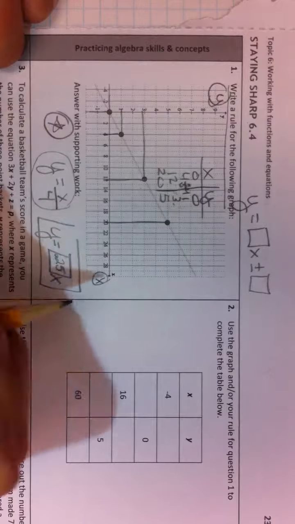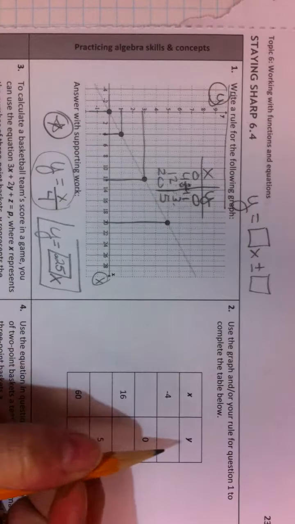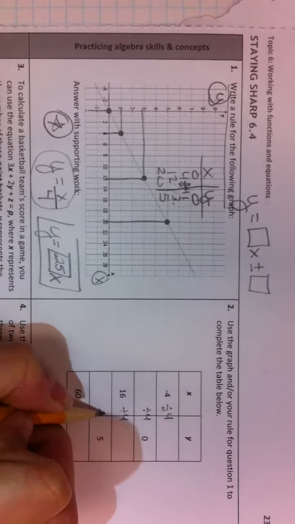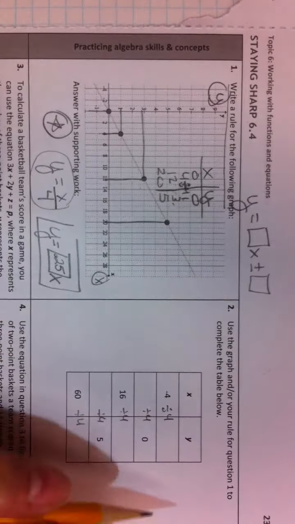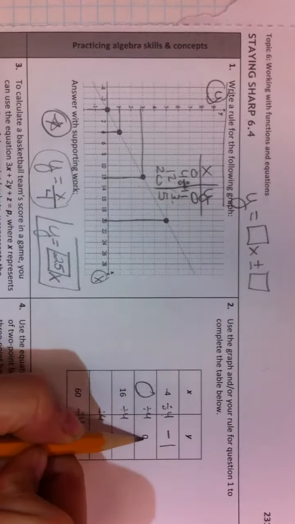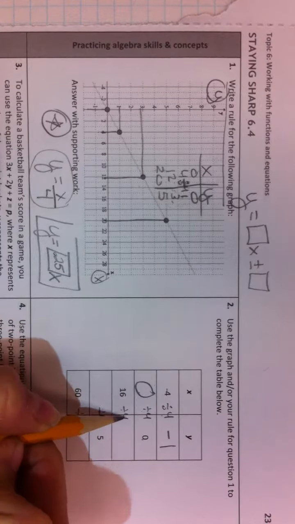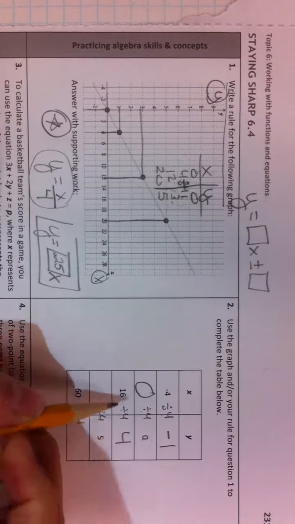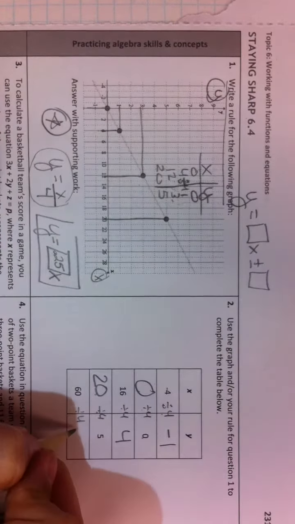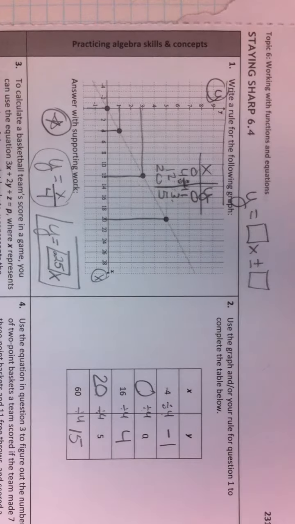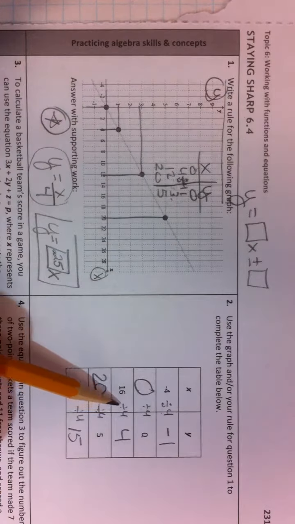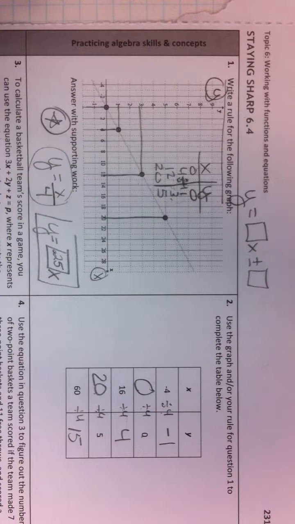Now, number 2 says use this to help us with this. Well, all I have to do to get to y is divide by 4 each time. So negative 4 divided by 4 is negative 1. 0 divided by 4 is 0. 16 divided by 4 is 4. 20 divided by 4 is 5. And 60 divided by 4 is 15. So if we put a negative 4 into our machine, out comes a negative 1.